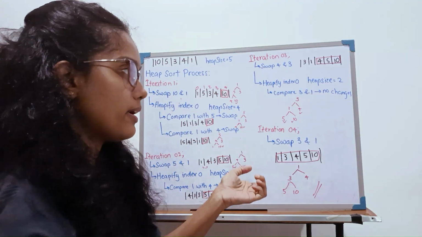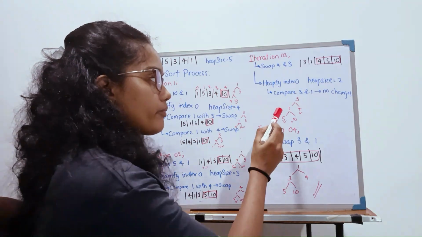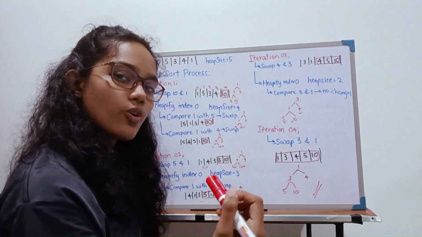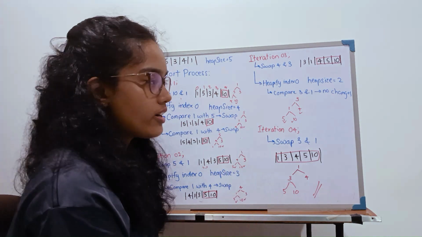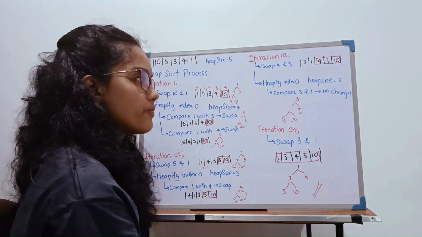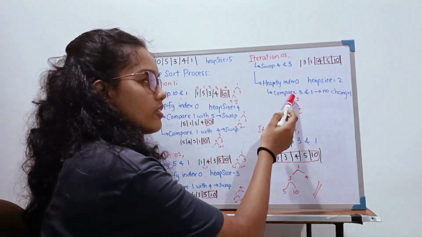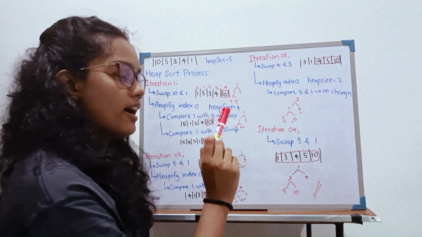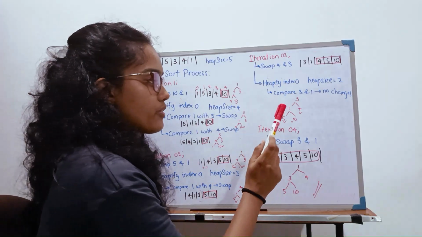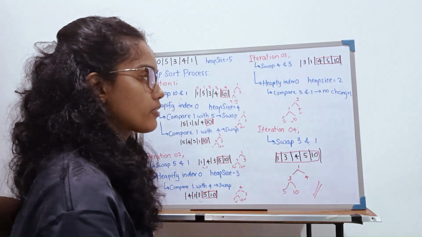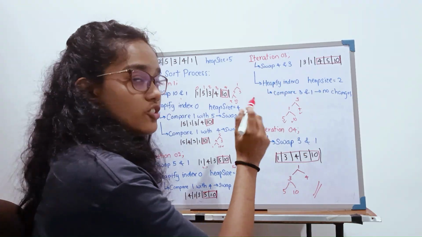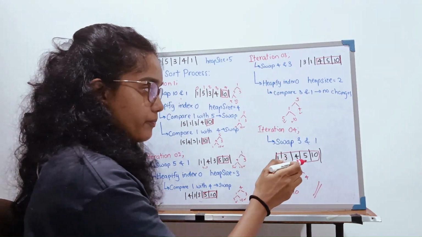Now we have to compare 3 and 1. Since 3 is greater than 1, there are no changes. So this is what our final array looks like in the tree view at iteration 3.